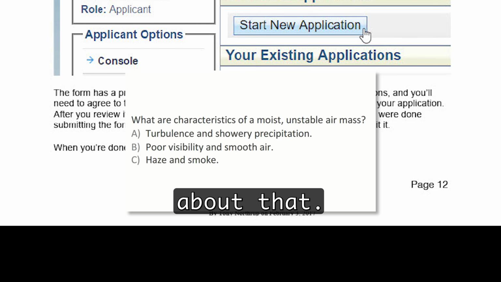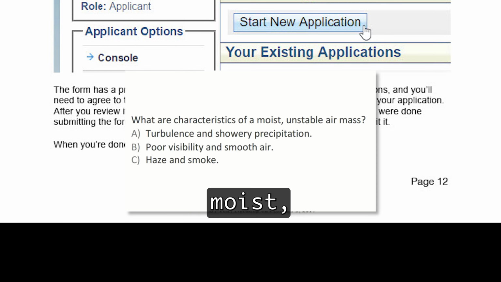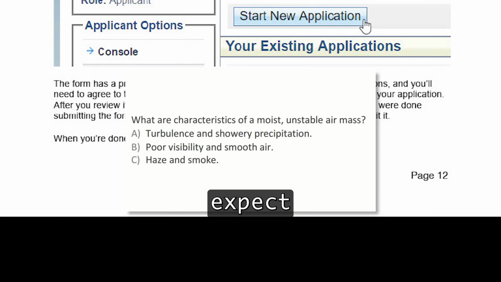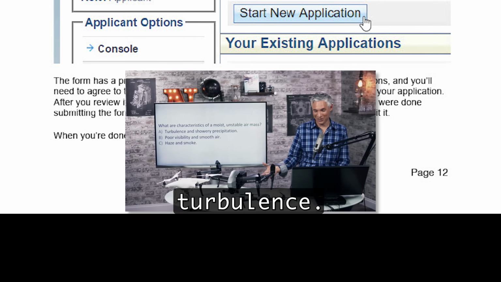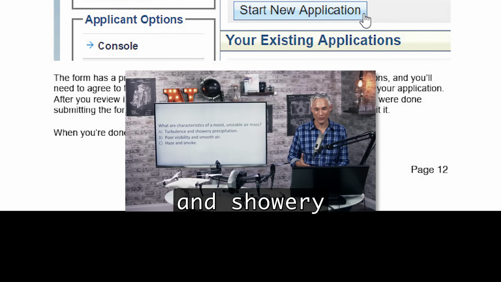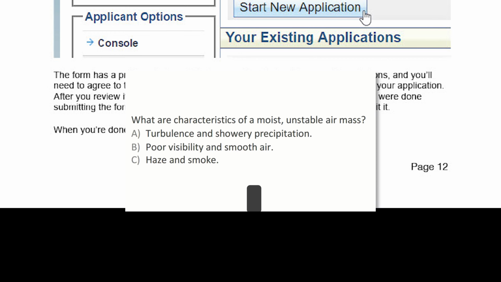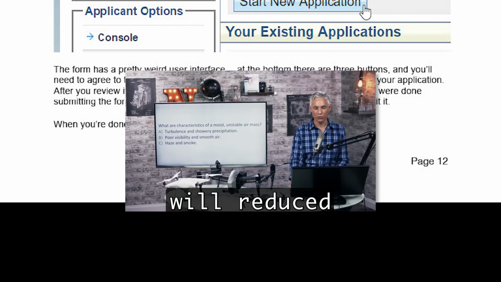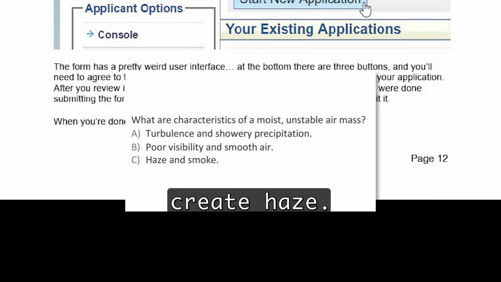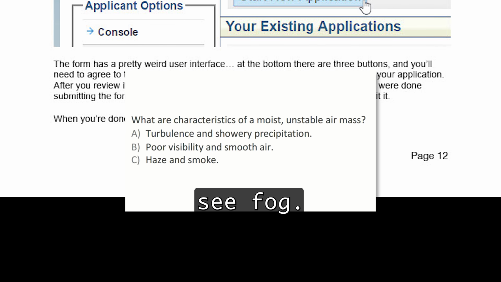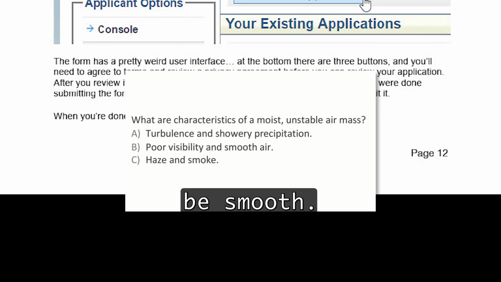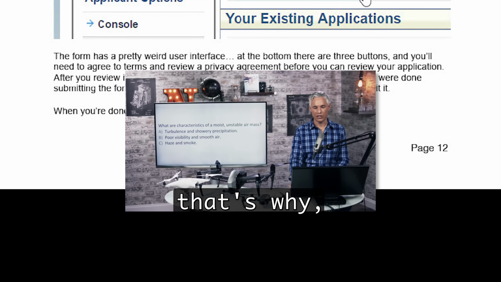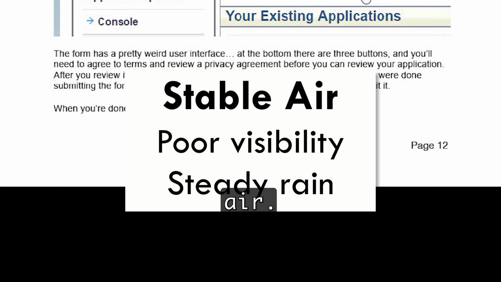Here's a question about that. What are characteristics of a moist, unstable air mass? Would you expect it to be smooth? No, you would expect turbulence, because I just told you unstable means turbulence. Turbulence and showery precipitation. It's confusing because moist air will reduce visibility and would create haze. You would never see smoke, you might see fog. And humid air can also be smooth air, but the key here is that they say unstable air. So that's why you know it's going to be turbulent air.